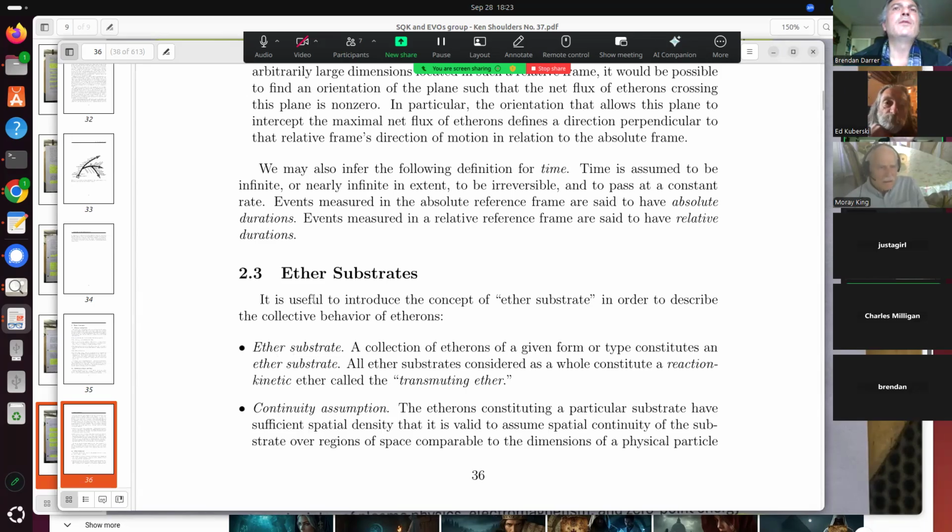Okay, it is useful to introduce the concept of ether substrate in order to describe the collective behavior of etherons. An ether substrate, a collection of etherons of a given form or type, constitutes an ether substrate. All ether substrates considered as a whole constitute a reaction kinetic ether called a transmuting ether.